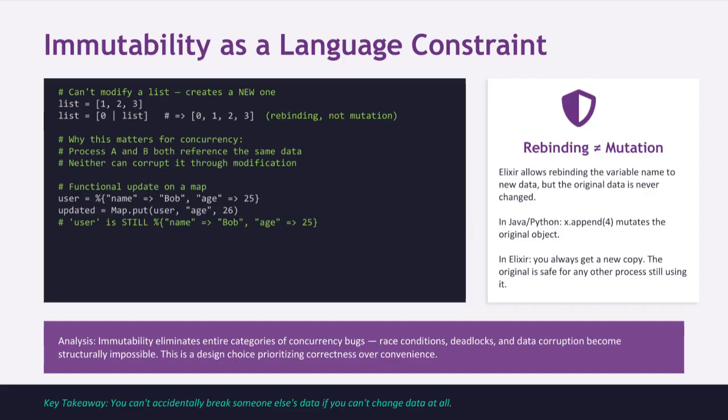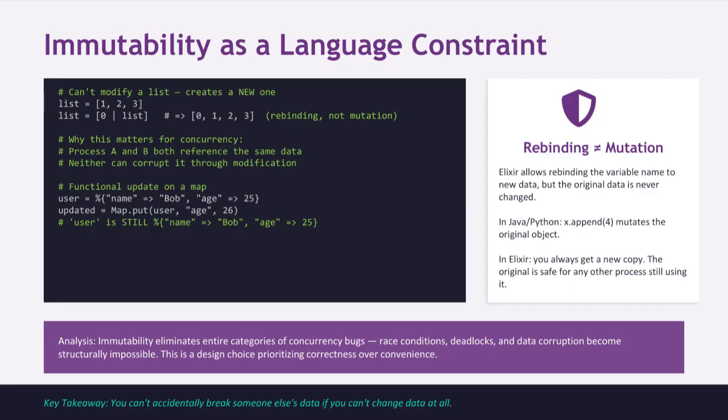Now, why does this matter for concurrency? Imagine if process A and process B both reference the same piece of data. In a mutable language, process A might change that data while process B is still reading it, and that is a race condition. In Elixir, that scenario is structurally impossible. Neither process can modify the data, and they both get a safe, stable reference to the original.